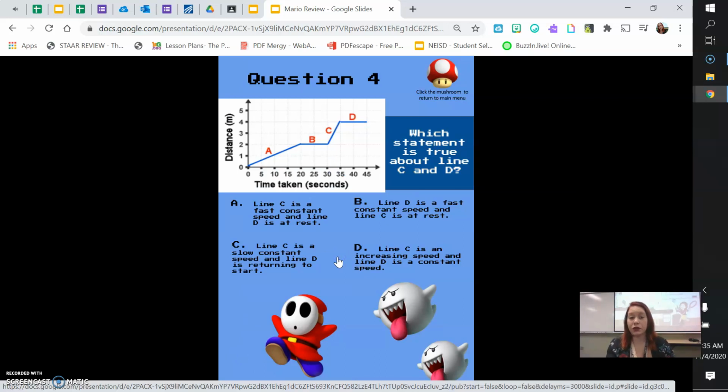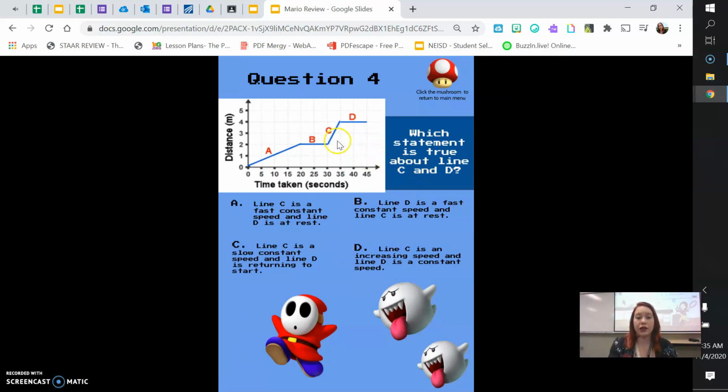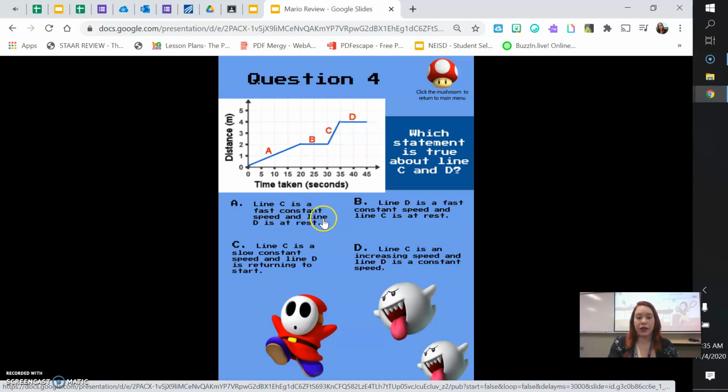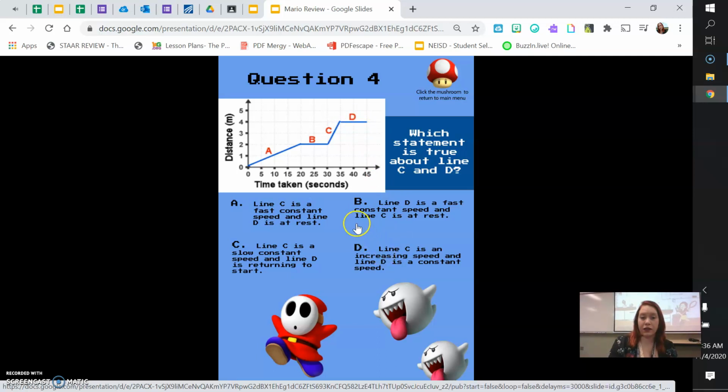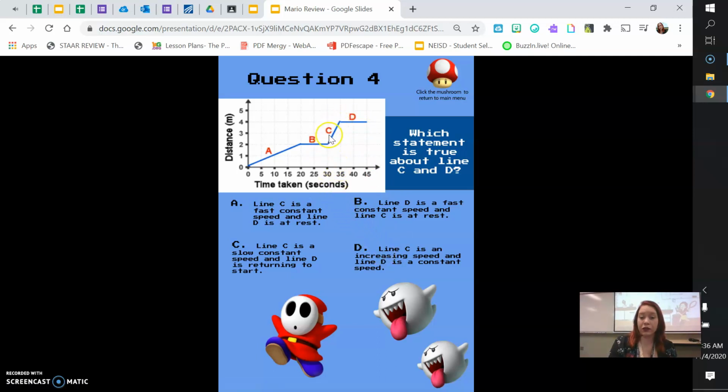Question 4, this one's about motion graphs. Which statement is true about line C and D? A, line C is a fast constant speed and line D is at rest. Is this true? B says that line D is a fast constant speed and line C is at rest. C says line C is a slow constant speed and line D is returning to start. D says line C is an increasing speed, so it's getting faster, and line D is a constant speed.